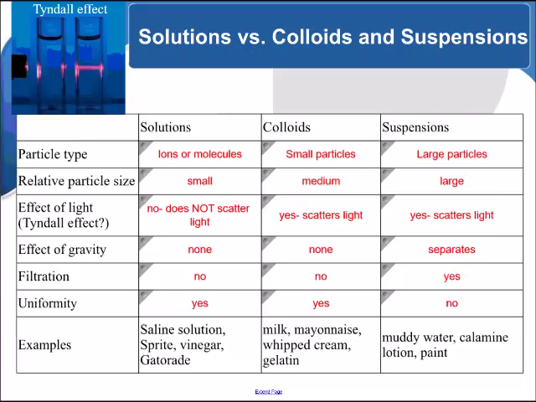Our last one, suspensions. Good examples are muddy water, calamine lotion, and paint. They have very large particles. Yes, they will scatter light. Light does not pass through them unaltered, and in some cases, light can't pass through at all. Gravity will separate them into layers. The heavier particles will sink to the bottom. They can be filtered because of those large particles, and they are also not uniform.